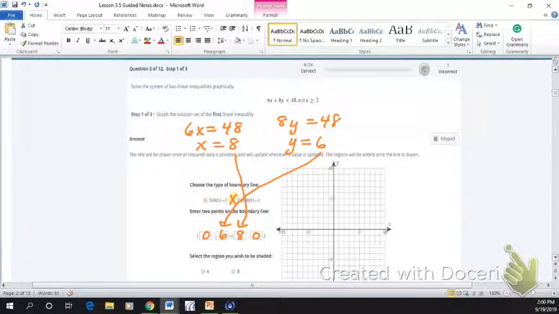Okay, so once you say that, it's going to plot those 2 points. So here's 8 on the x-axis and 6 on the y. And you told me I needed a dashed line, so something like this. And once the line shows up, it will also name the regions. It'll say, hey, this is A, this is B. Which one do you want to shade?